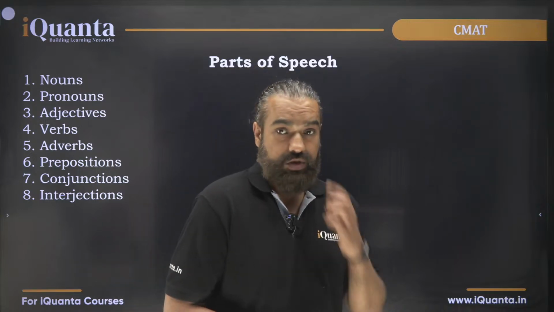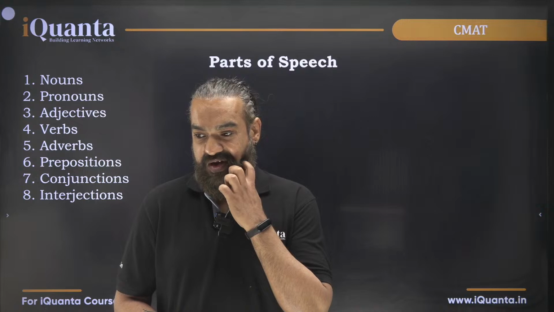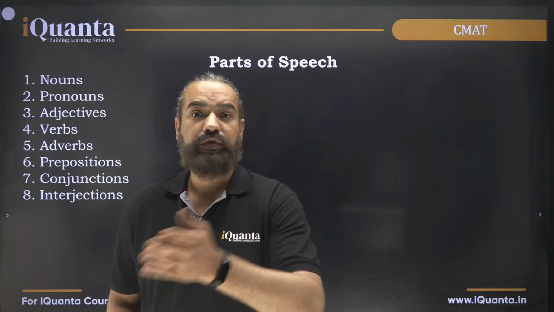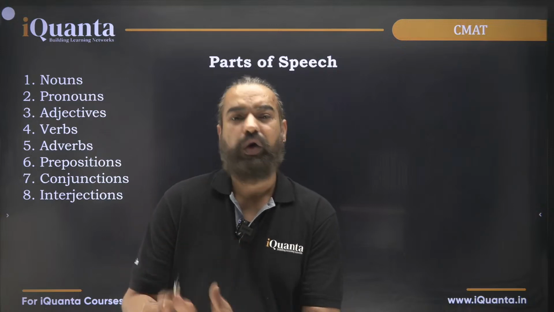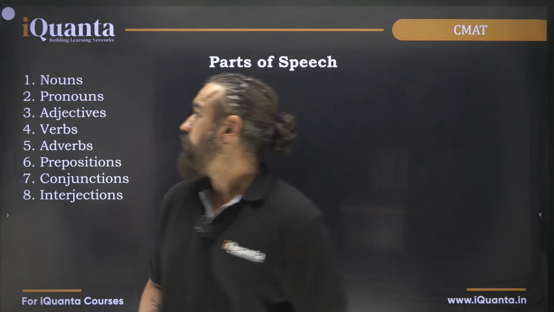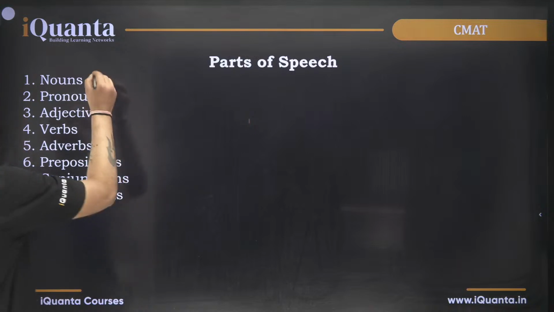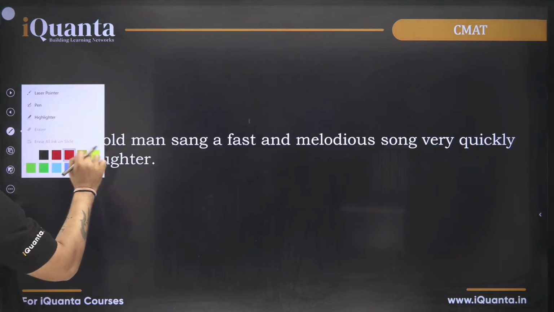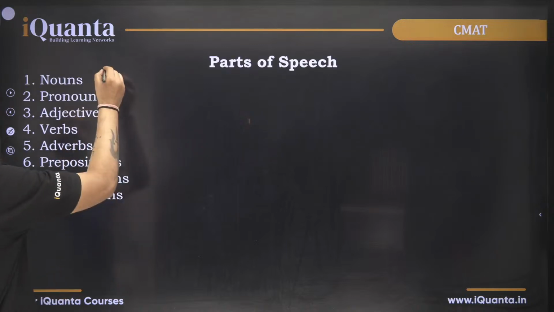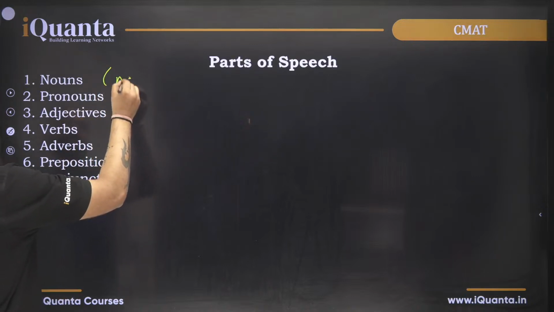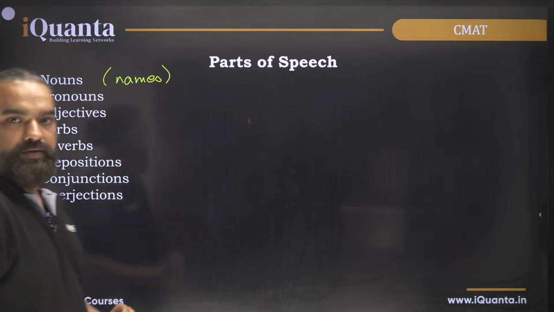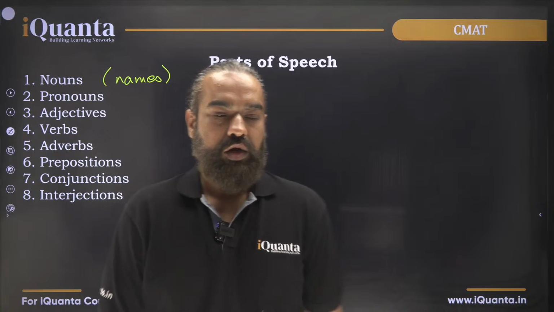Anything that identifies a noun. You've played name, place, animal, thing. All those are nouns. So, what do nouns do? Nouns are names.